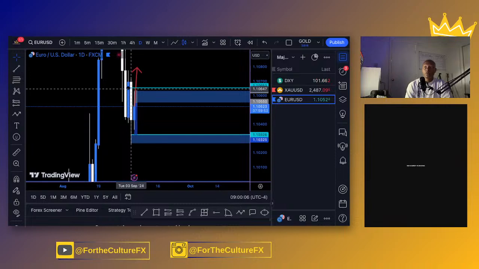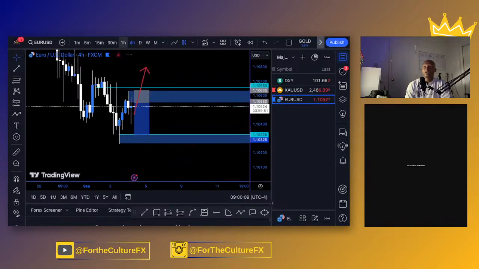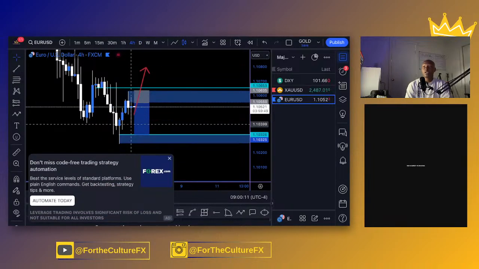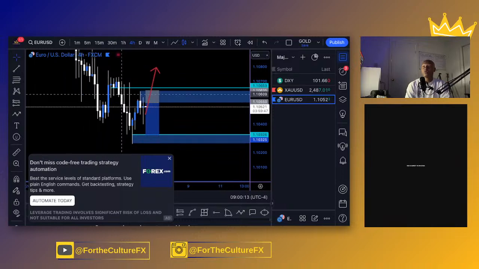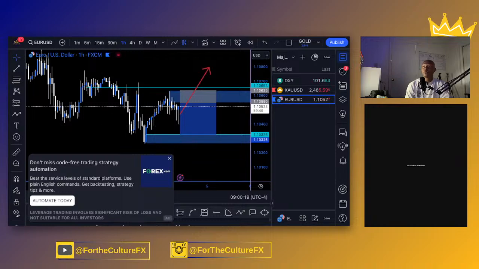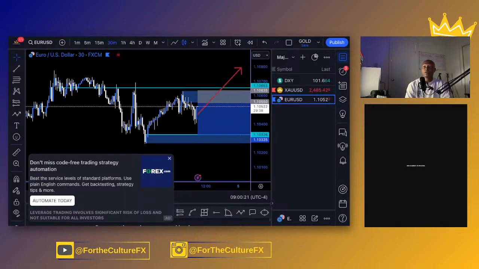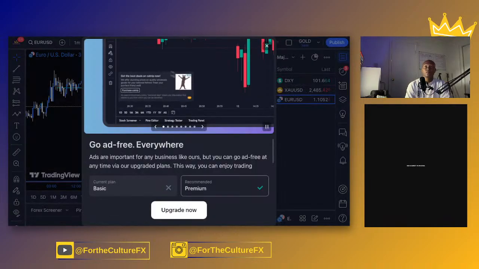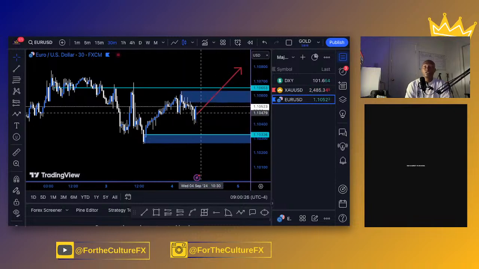So price just closed bullish. It closed as a weak bullish candle, though. We could see another push up coming off of this. So let's break down what's going on here. We just got a bullish candle.